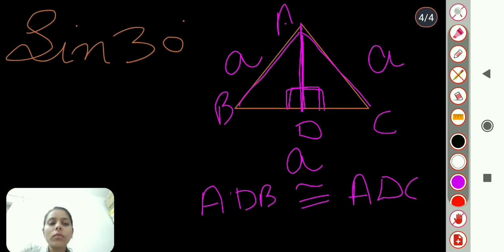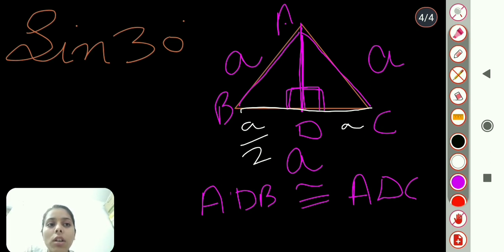So now the value of this BC was A. Then what will be the value of BD? BD will be A by 2, and DC will also be A by 2. I hope this is clear to you all.